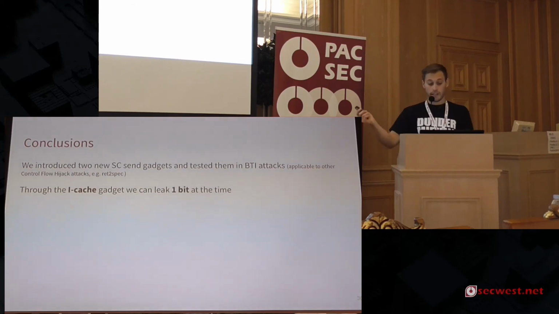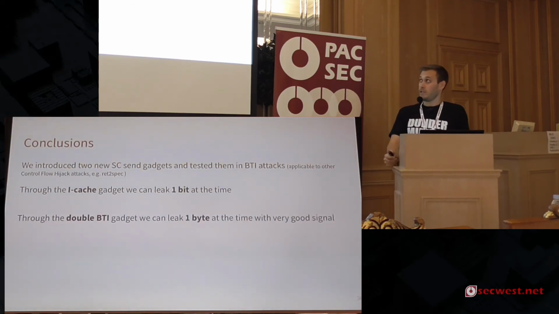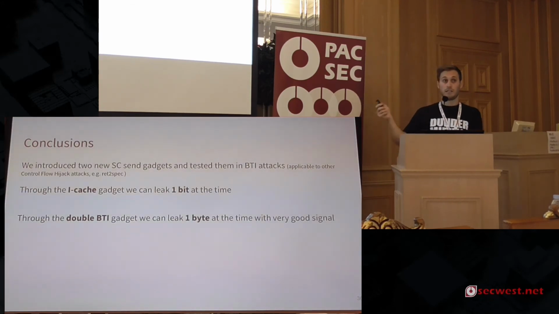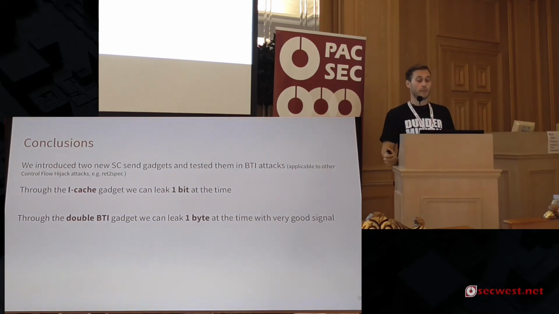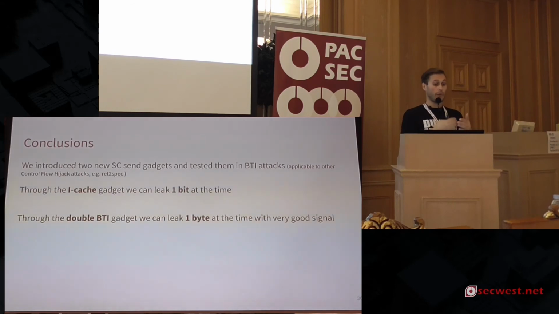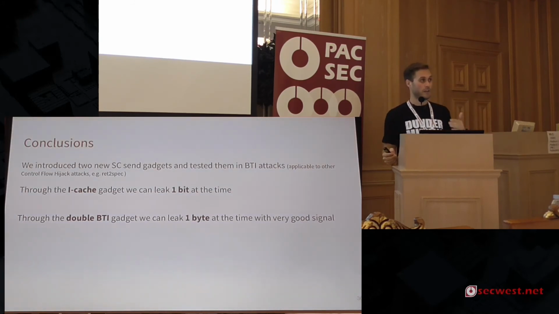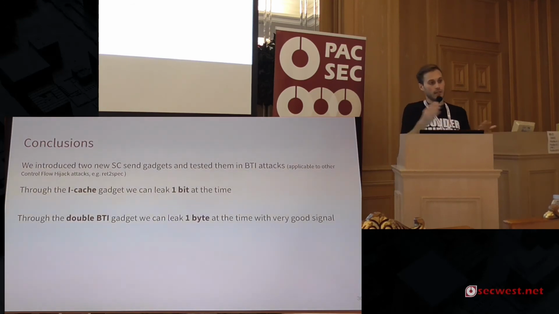Through the cache, we can leak 1 bit at a time. Through the double BTI, we can leak 1 byte at a time, as we could see from the POC at the beginning of the talk. And the signal in this case is very good, because we handle all the last array accesses in the attacker. So we can make sure that each one of the cells is completely evicted from the cache in a very easy manner. When the attack succeeds, we see exactly one single signal, and it's the correct one. Otherwise, we don't see anything. So it's not that there is noise in the channel.